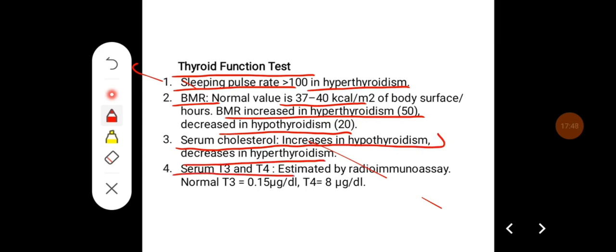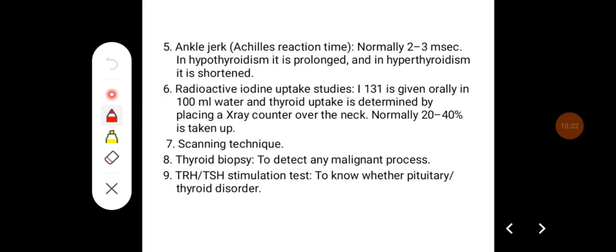Serum T3 and T4 are estimated by radioimmunoassay; normally T3 is 0.15 micrograms per deciliter and T4 is 8 micrograms per deciliter. Ankle jerk, that is Achilles reaction time, is normally 2 to 3 milliseconds. In hypothyroidism it is prolonged and in hyperthyroidism it is shortened.